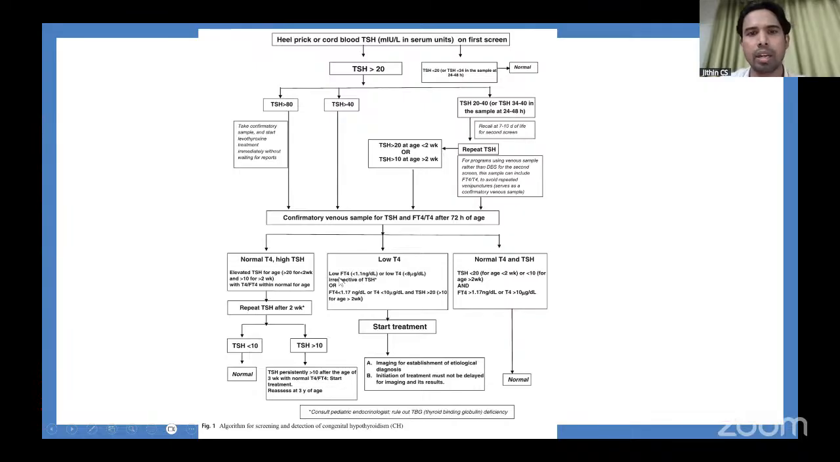But in case it is a low T4, like a low free T4 less than 1.1 nanogram per deciliter or a low T4 less than 8 microgram per deciliter, irrespective of the TSH, or if it is a free T4 less than 1.17 nanogram per deciliter and a TSH more than 20, we would start treatment. If it is a normal T4 and normal TSH on the confirmatory venous sample, we would take it as normal.